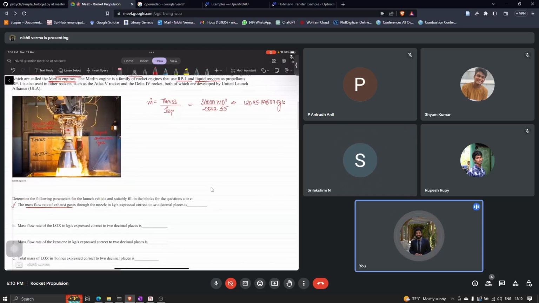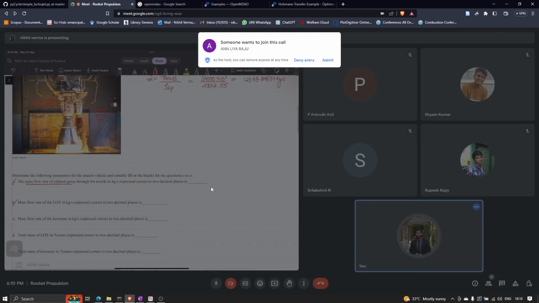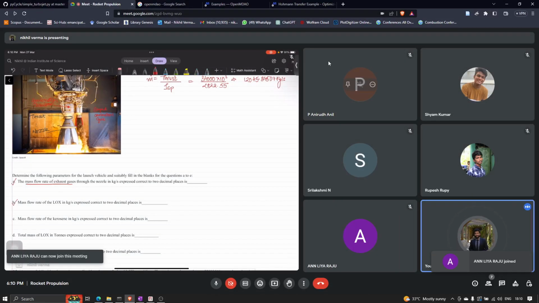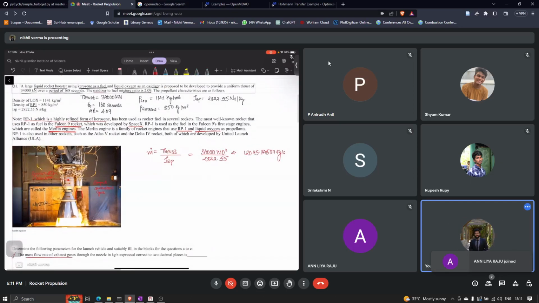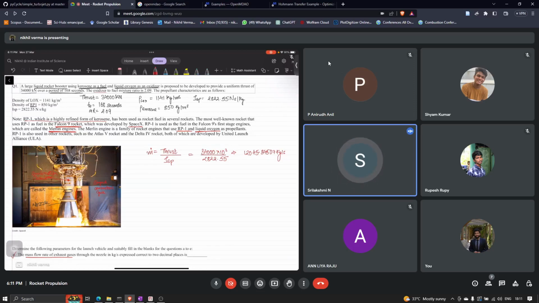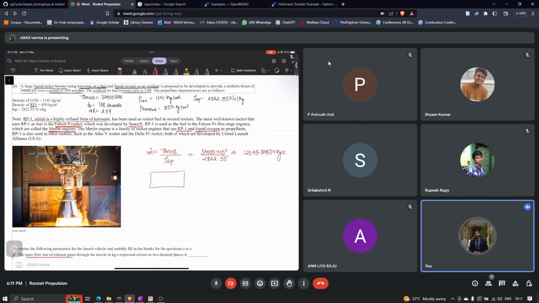Next, you have to calculate the mass flow rate of LOX and the mass flow rate of kerosene. How will you do that? I didn't understand how to do that, though I think there was a similar problem in this week's assignment also. Okay. Just consider this part. You have a combustion chamber, and this is a nozzle. Whatever is coming out has to come into the chamber, because of the conservation of mass.